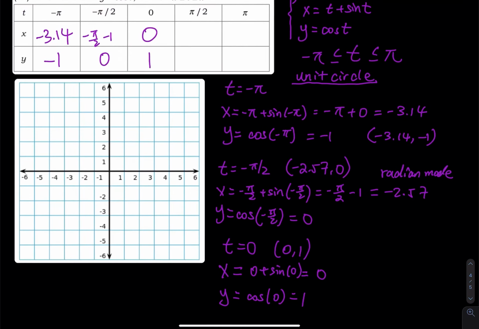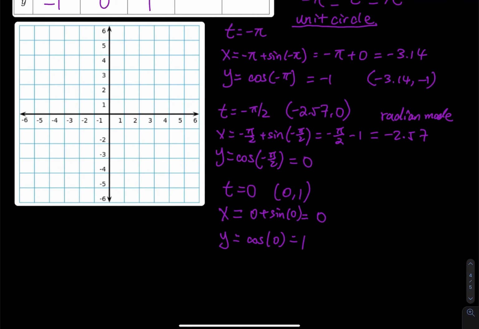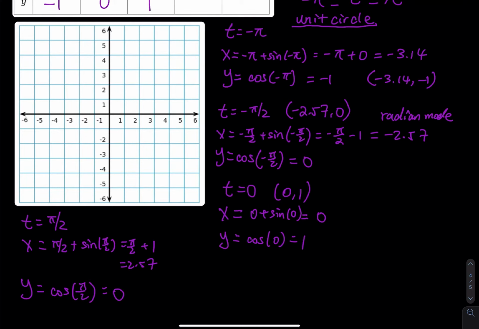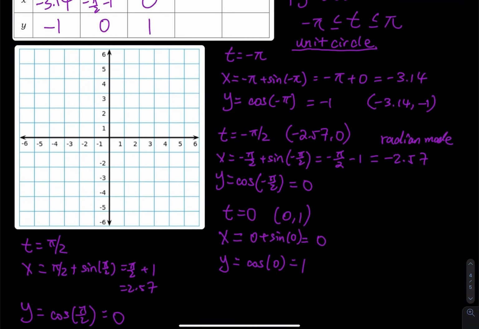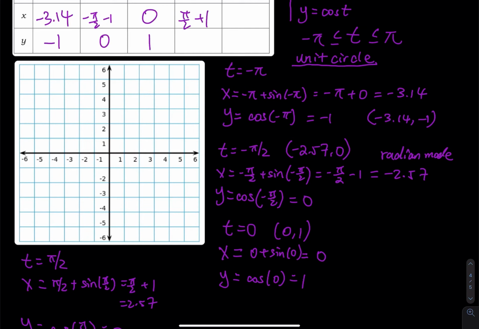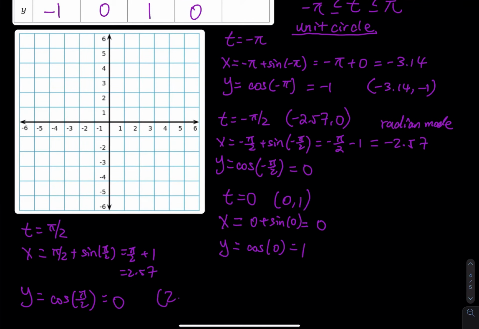And then the next point is pi over 2. When t is equal to pi over 2, we have x equals pi over 2 plus sine of pi over 2. So that will be pi over 2 plus 1. Use radian mode to approximate that. That is equal to 2.57. And then y is equal to cosine of pi over 2, at the y-axis, x is equal to 0. So we have 2.57, comma 0.